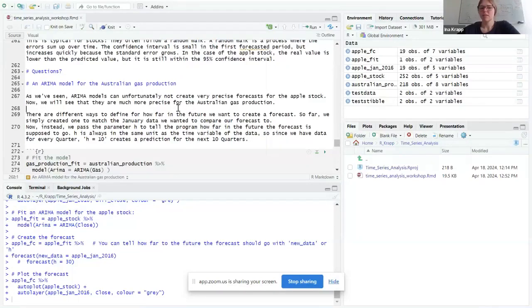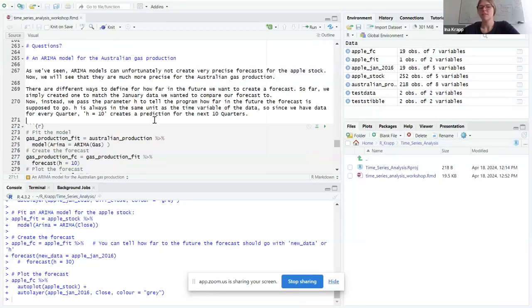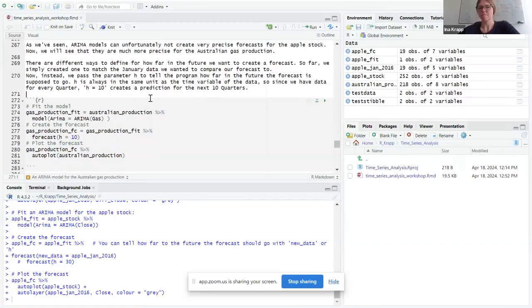I will also address something I briefly mentioned before, that if you want to create a forecast, there are different ways to define how many periods into the future you want to do that. One way is if you have some new data, to predict a forecast and then compare it to the new data to see if your forecast was accurate. This is what we have done previously. The other way is to give an information by defining this h variable.